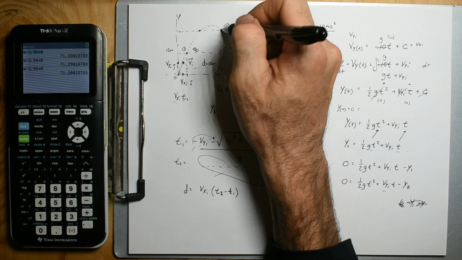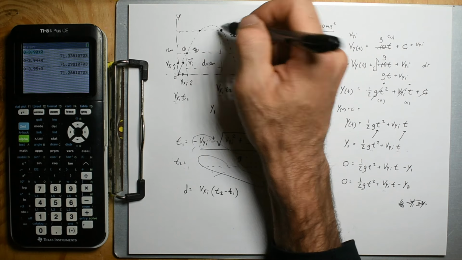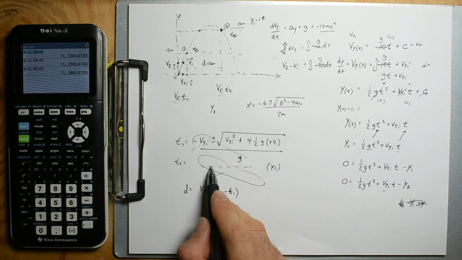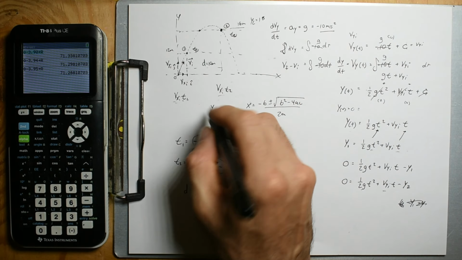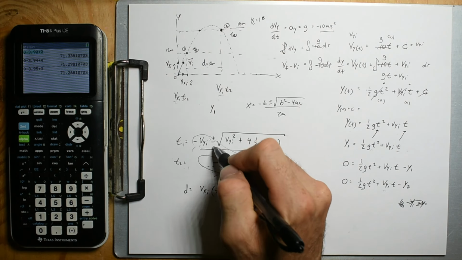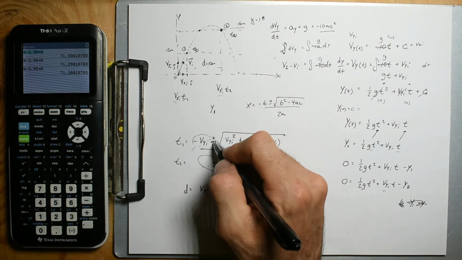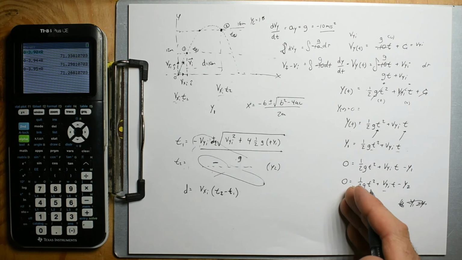But if I'm going to say this point is right there, then I'm going to use the negative root for T2. So I'm going to have a negative here, and if I want this point for T1, I'm going to use the positive root. And we just found that out by exploration.